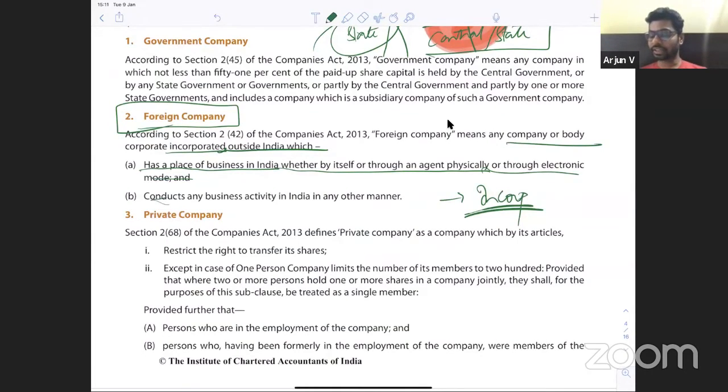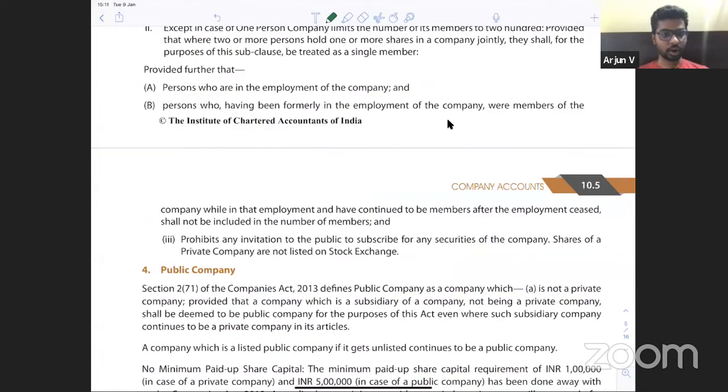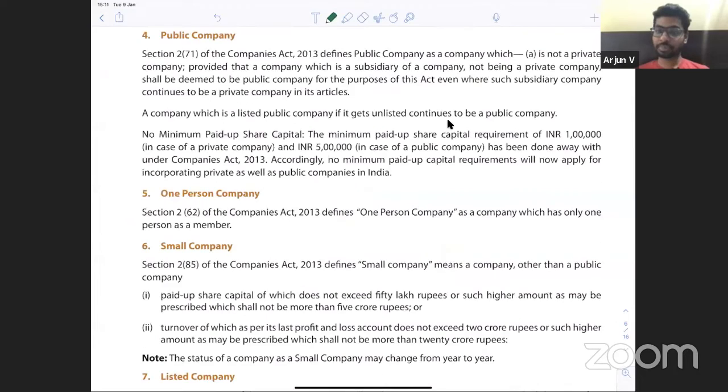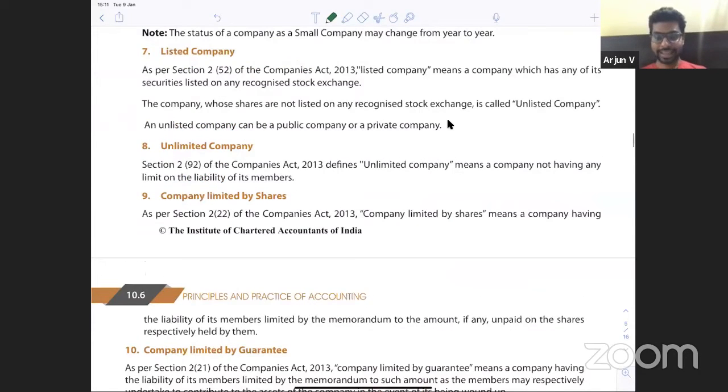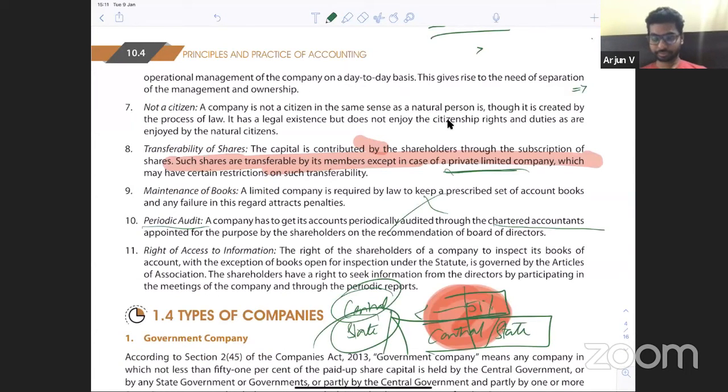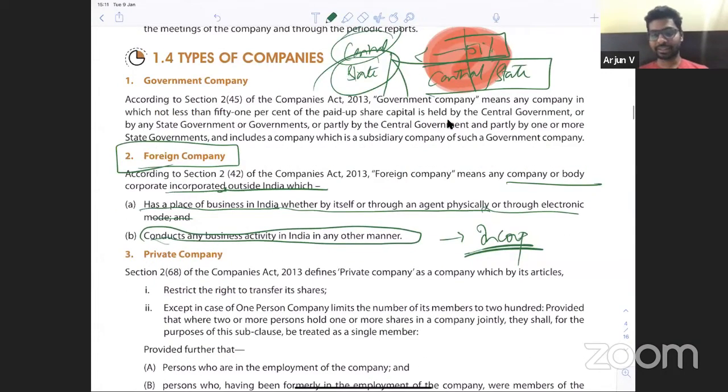Second one, having a place is fine, and they have to conduct a business activity. So there are two conditions. One, what? They should have a place physically, or through an agent, or through an electronic form. Second part of it is that they conduct any business activity in India.